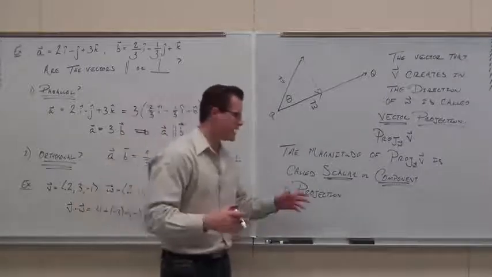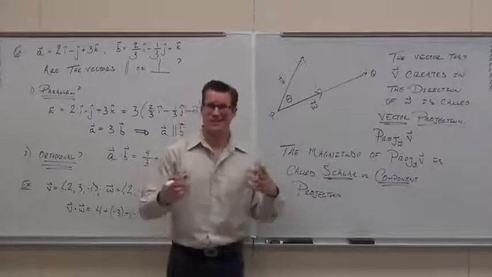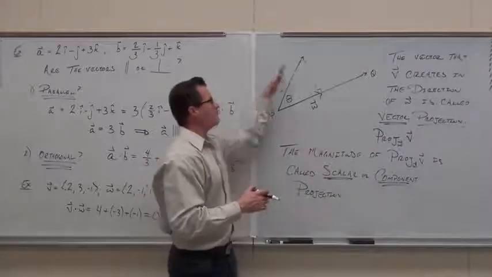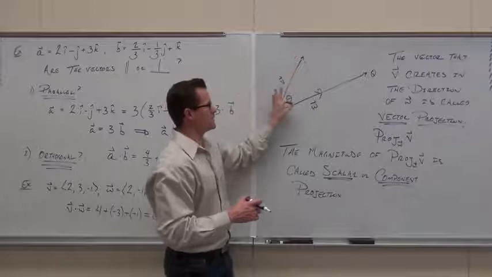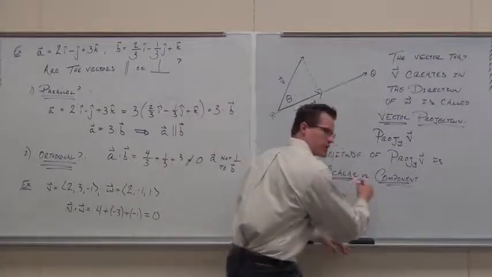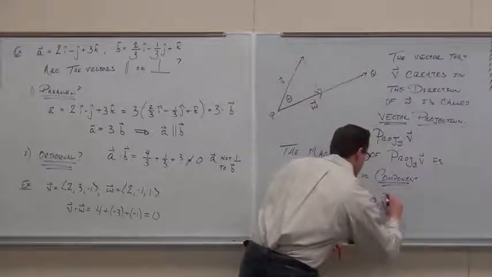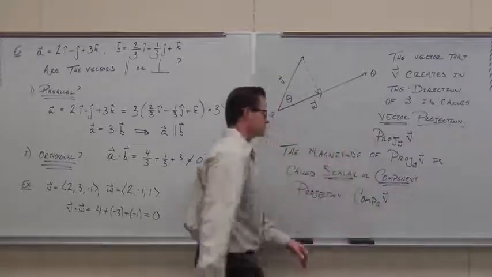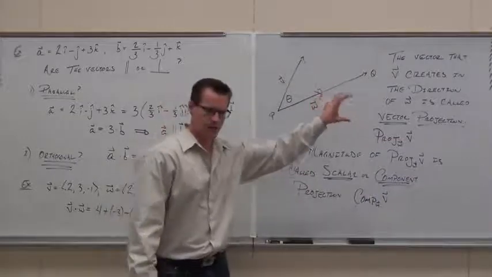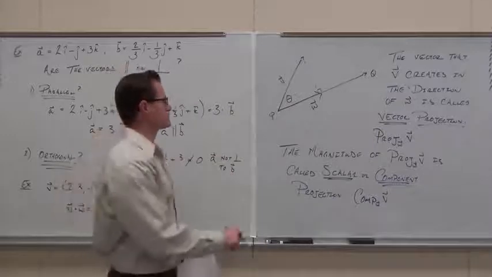So every vector has a magnitude. The magnitude of this one is called component projection. Basically it says, how much of this vector is moving along W? What's the length it would create there? And it's written like this: component of vector V onto vector W. This vector right there.